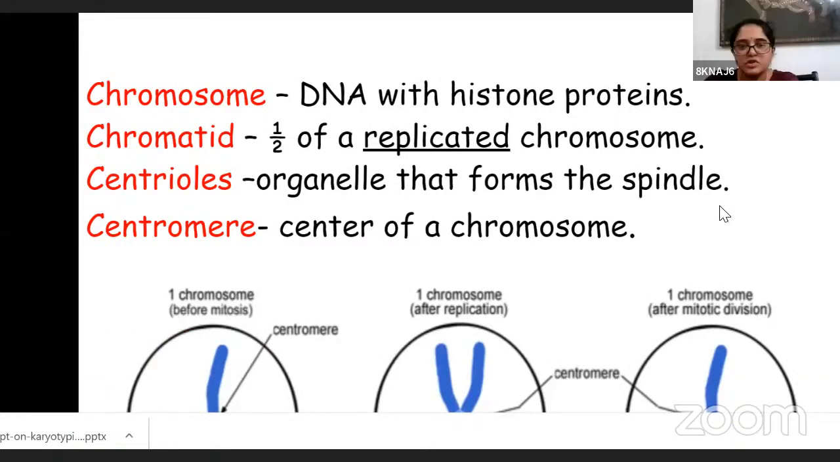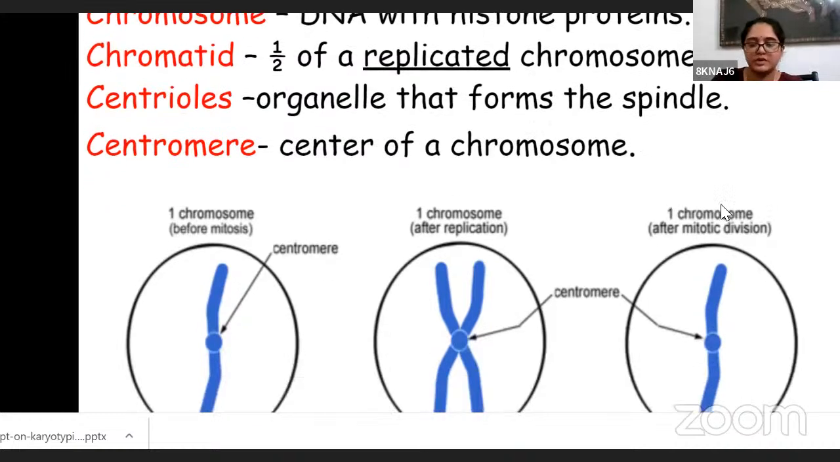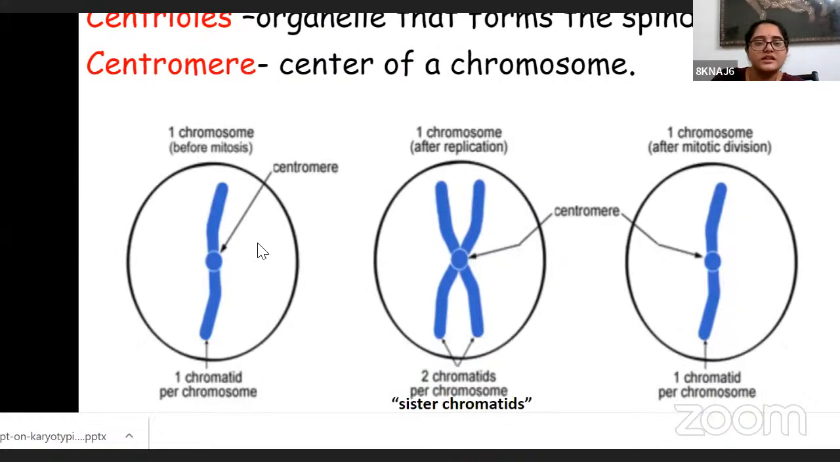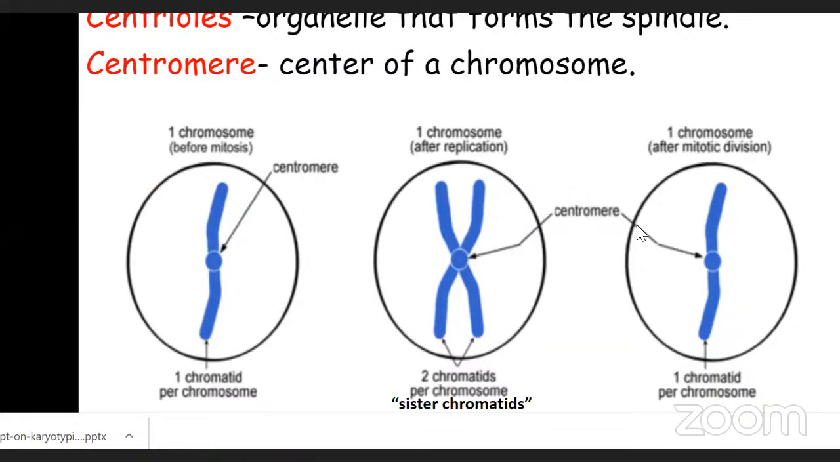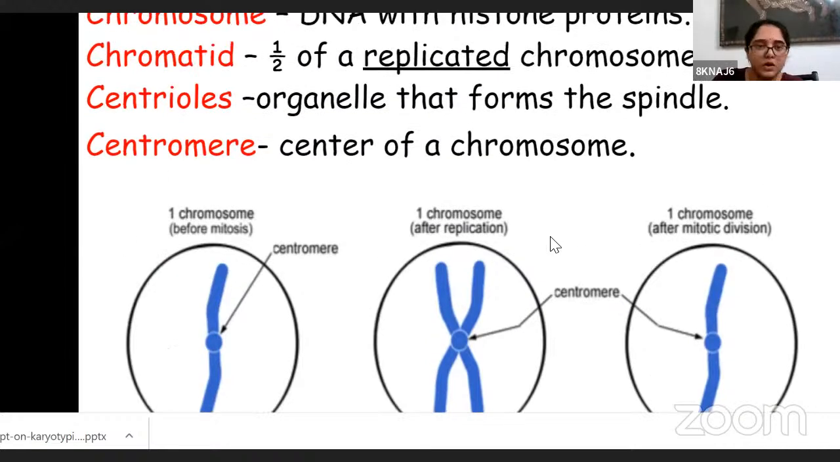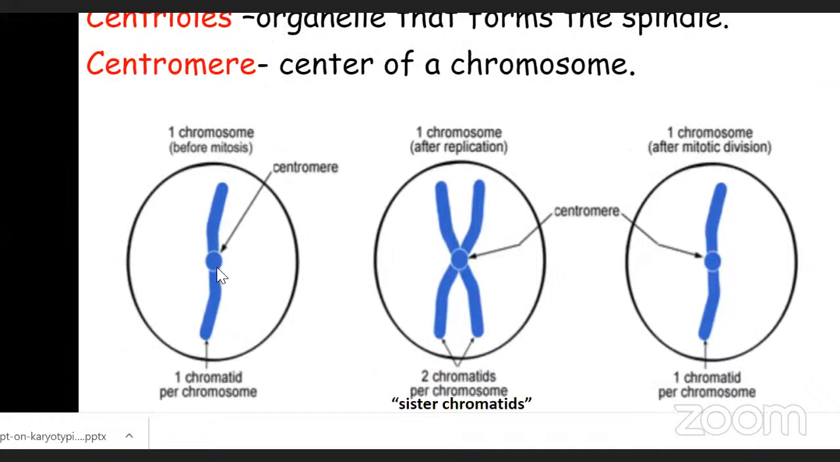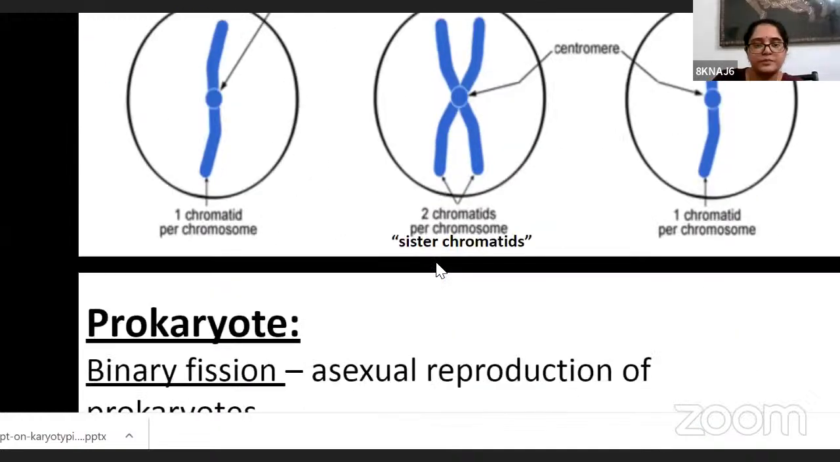So a chromosome is basically a genetic material, that is DNA, histones. Chromatid is half of the replication. Basic information that you all have to know right now. These form the basis of all the human cytogenetics that we deal with. Centriole helps with the formation of a spindle. And centromere is the center of the chromosome.